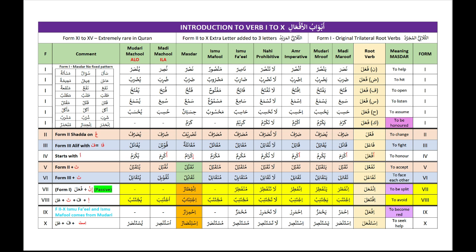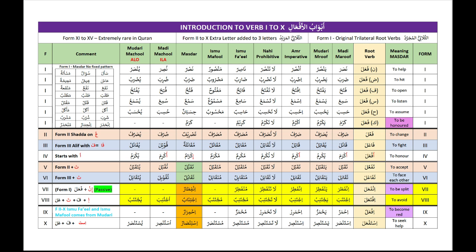Next is form 4, akrama. Akrama yukrimu akrim, la tukrim. Mukrimun mukramun, ikramun, ukrima yukramu. Next example is form 5, taqabbala. Taqabbala yataqabbalu, taqabbal la taqabbal. Mutaqabbilun mutaqabbalun, taqabbulun, tuqubbila yutaqabbalu. Next is form 6, taqabala. Taqabala yataqabalu, taqabal la taqabal. Mutaqabilun mutaqabalun, taqabulun, tuqubila yutaqabalu.